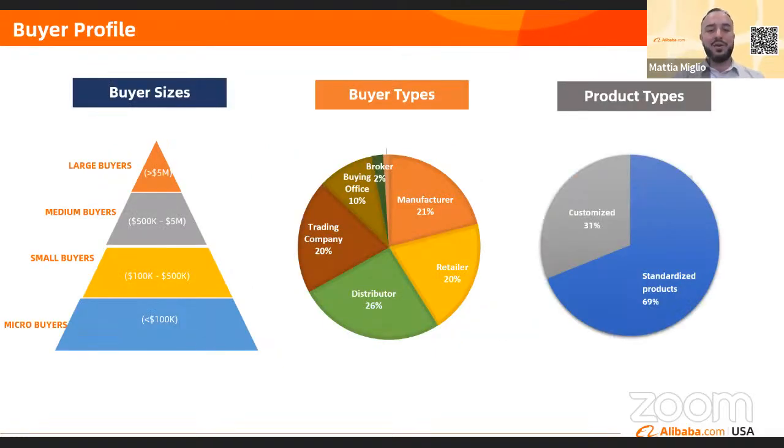So our buyers are trading company, distributors, retailers, manufacturer, buying offices, brokers. We have from micro buyers to large buyers, from the biggest retail chains here in the US and Europe, but also micro buyers. As I mentioned, we have invested in the biggest B2B e-commerce platform in Europe, and will allow us to enlarge our buyer community also in Europe. Buyers are looking for customized product and as well as standardized products. So branded and unbranded products can be sold in our platform.